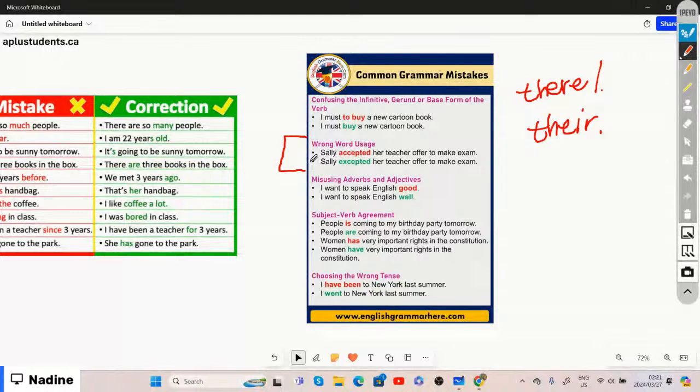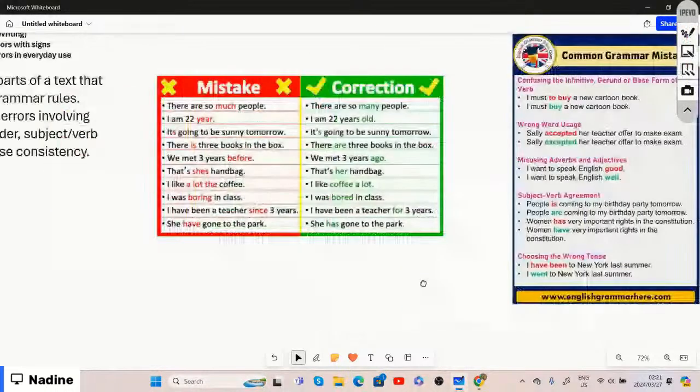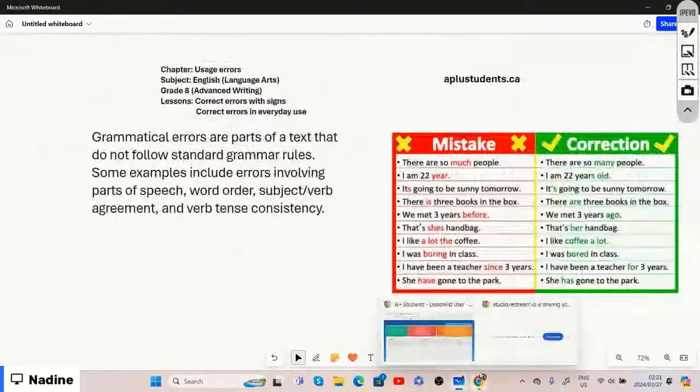So that is basically a usage error, having to use words that either look the same, sound the same, or are almost the same. It's when we use them in the wrong context or in the wrong sentence. All right, so now let's go to aplusstudents.ca. We're not going to go over the others because we just wanted to go over usage errors. That's it.